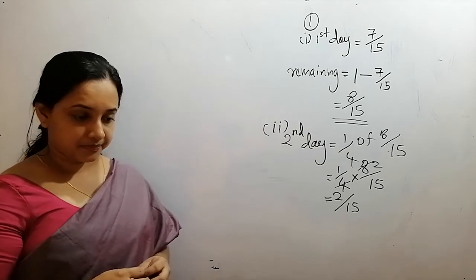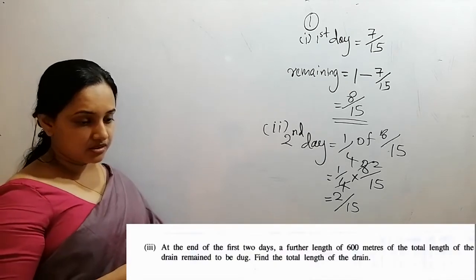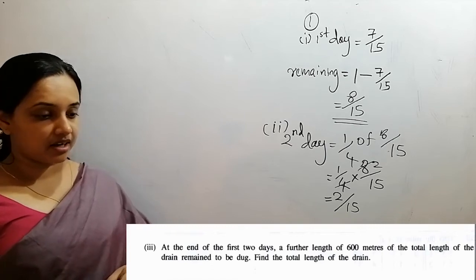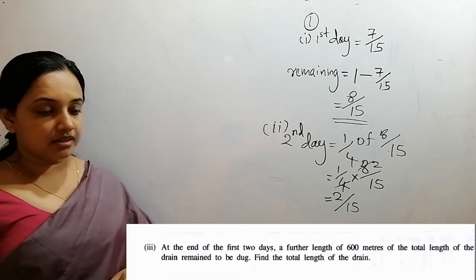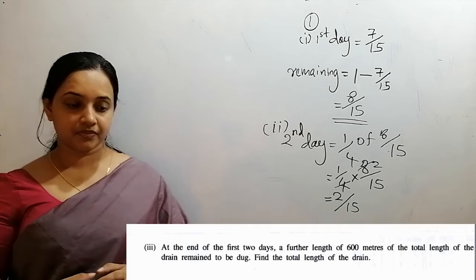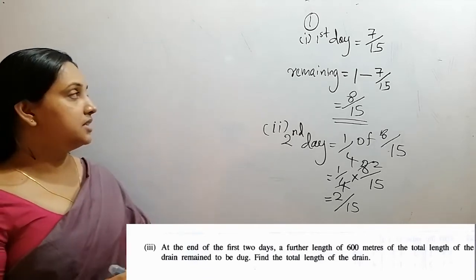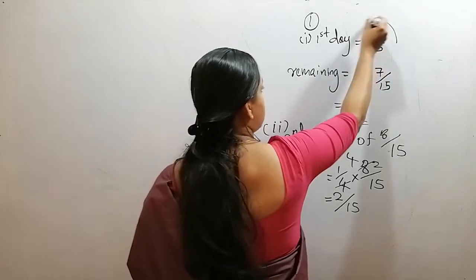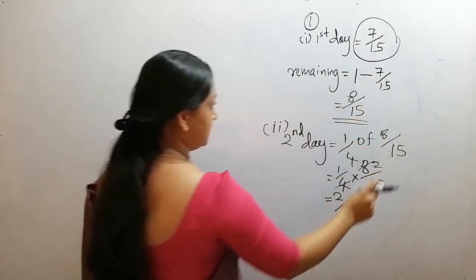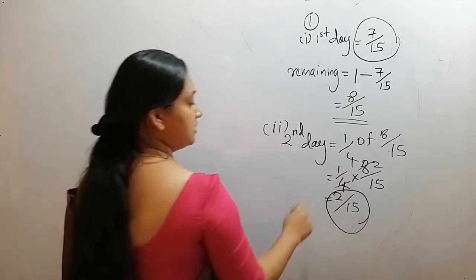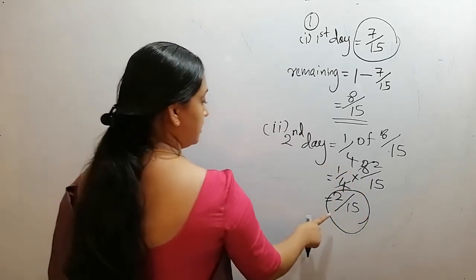Then part 3. At the end of first 2 days, a further length of 600 meters of the total length of the train remained to be dug. Find the total length of the train. After first 2 days, that means within first day, 7/15 of the total length has been dug, and within second day, 2/15 of the total length of the train has been dug.